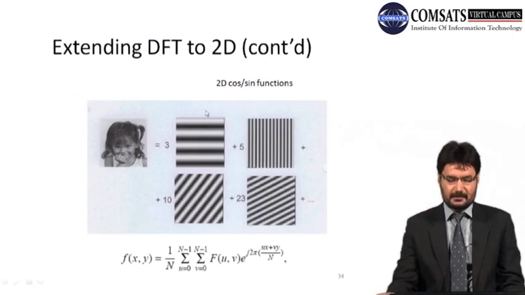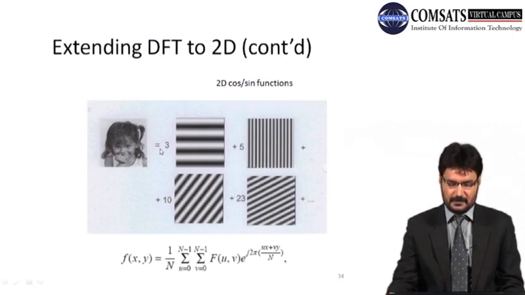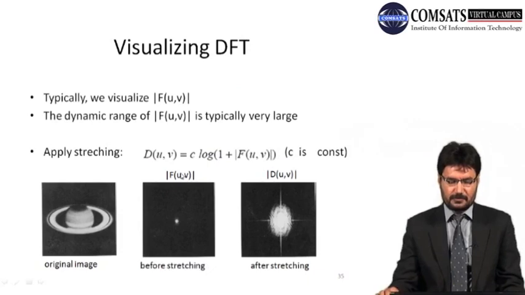Now we extend the discrete Fourier transform to 2D, that is the image we have. Then if we take it as a value of 3, we can see that there are different sine functions that we can use: plus 5, then plus 10, and then plus 23. Here is also the visualizing of DFT.